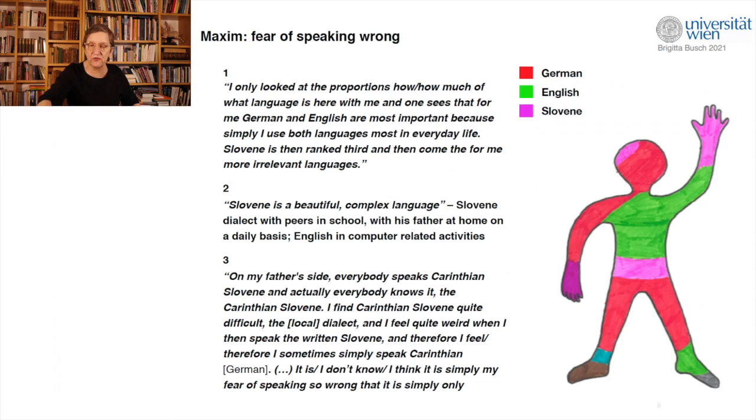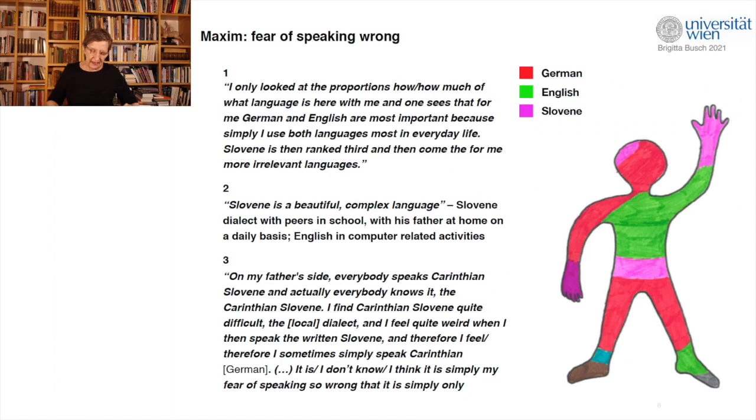Now let's turn to the second portrait drawn by Maxim, where he says in quote one, "I only looked at the proportions. How much of what language is there with me? And one sees that for me, German and English are the most important because I simply use both languages in everyday life most. Slovene is then ranked third, and then come other languages."